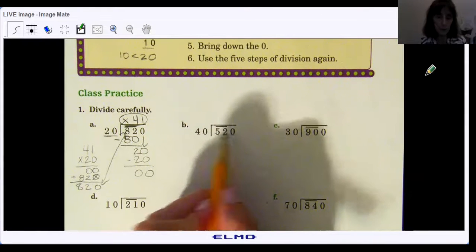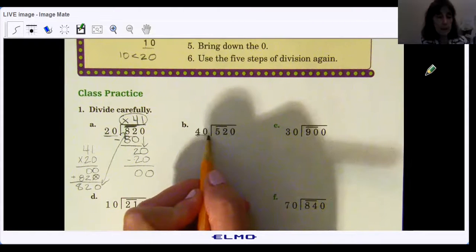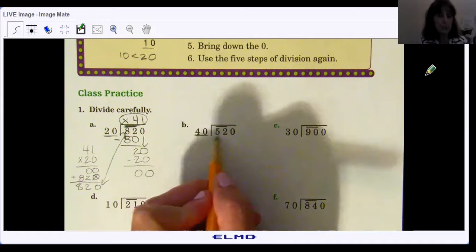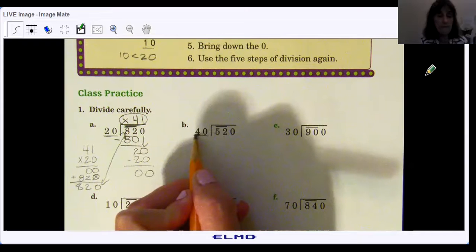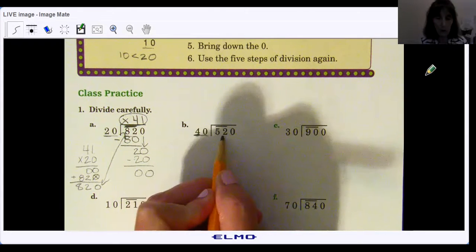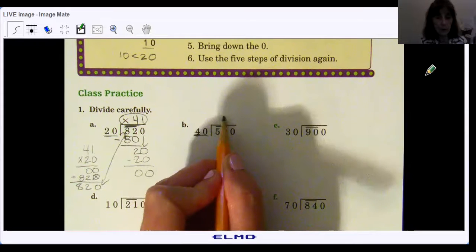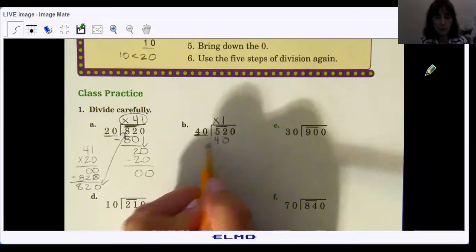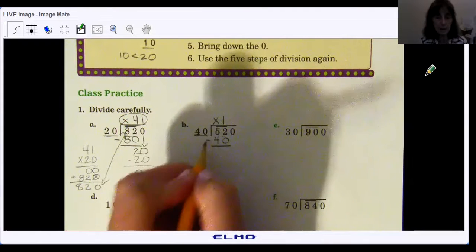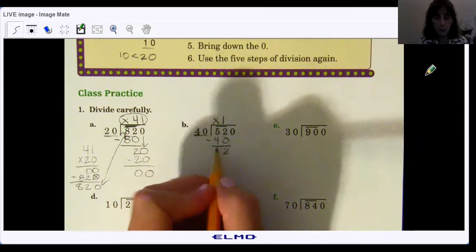520 divided by 40. All right, how many times can I count 40 in 5? I can't. So I'm going to put 40 into 52. About how many times can I count 40 in 52? Well, about how many 4s are in 5? 1. So we're going to try 1. So 1 over the 2. 1 times 0 is 0. And 1 times 4 is 4. 1 times 40 is 40. Draw your line and subtract. It's your third step. 2 take away nothing is 2. 5 take away 4 is 1.